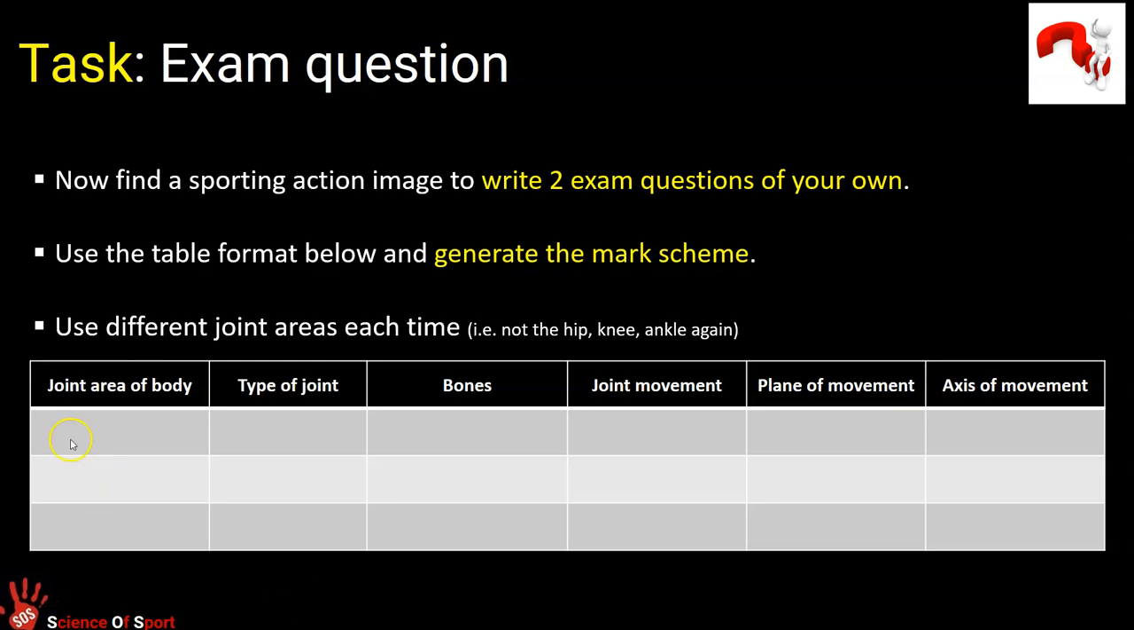You're going to decide on the joints that you're going to use, but I'm going to say that you can't use the 3 I already have. So you can't use the hip, the knee, or the ankle. Okay, so you would write a question on an image, on an action, on a skill, or on a movement, and you would say what 3 joints you're going to analyze, but it can't be the hip, the knee, or the ankle. You're going to do that twice for 2 different types of action or 2 different images. Make sure, of course, you've got an answer version so you know the answers.